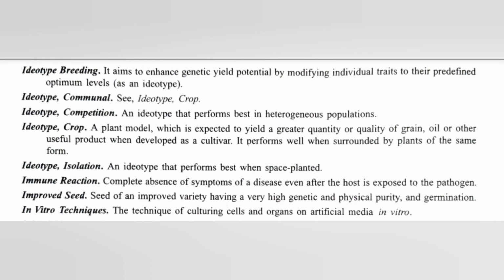Next, ideotype crop, a plant model which is expected to yield a greater quantity or quality of grain or oil or other useful products when developed as a cultivar. It performs well when surrounded by plants of the same form. Next one is isolation ideotype. That is an ideotype that performs best when space planted.